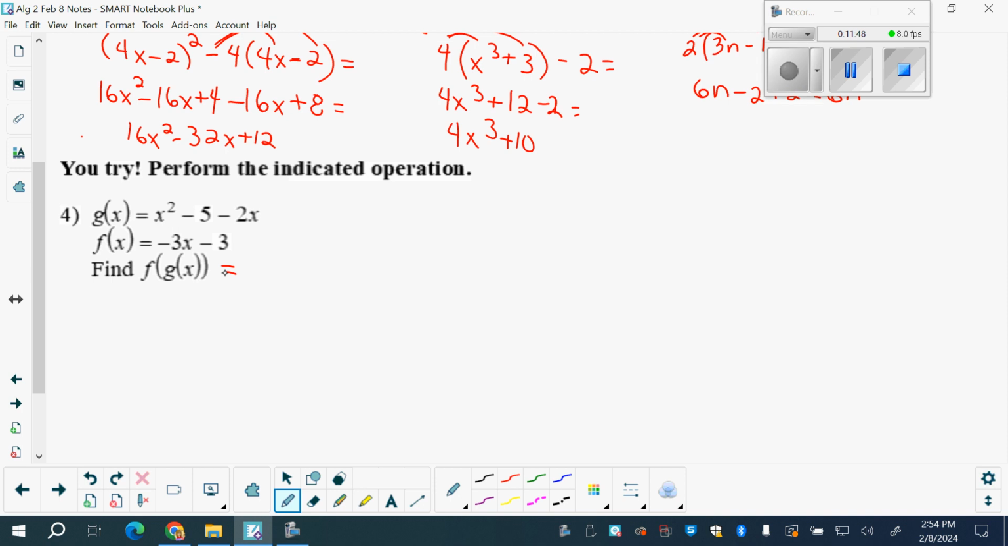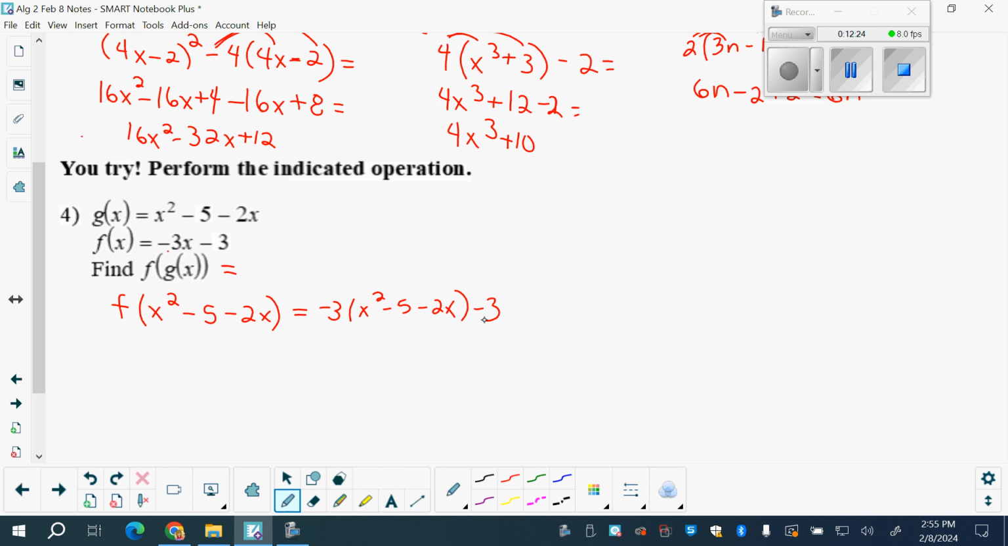So g of x is this here. So I'm going to take f of this, f of x squared minus 5 minus 2x. So now I'm going to take this and put it into my f function where x is. So my x here is -3x minus 3. So I have -3 times this x squared minus 5 minus 2x minus 3. And then I simplify that.